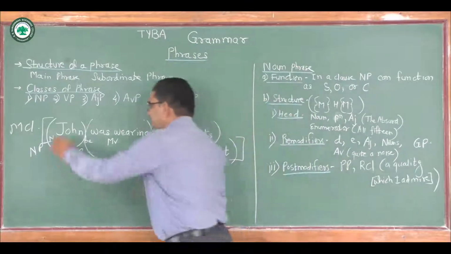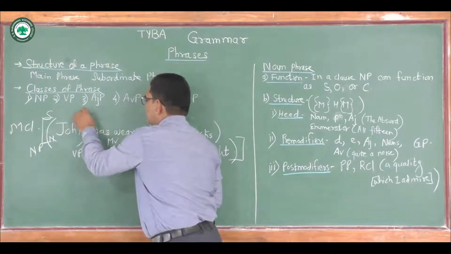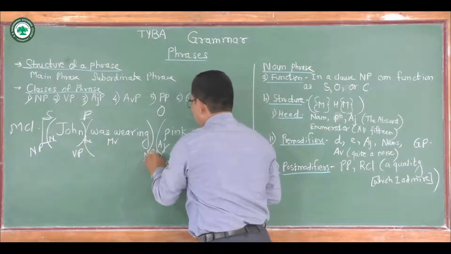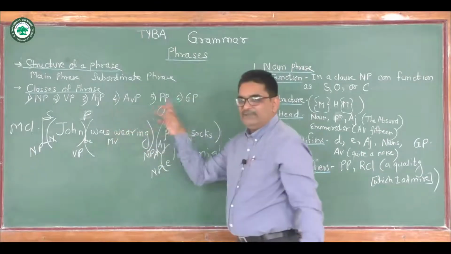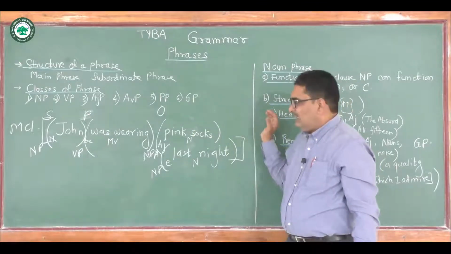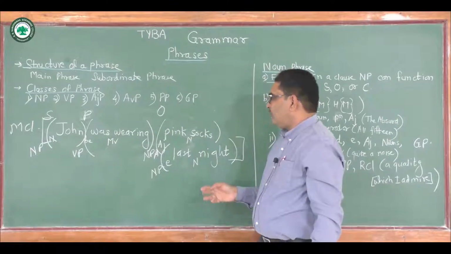So subject, verb, object, adverbial: S.P.O.A. Last night is the adverbial. That is the functional label, the clause label. And internally, we may also ask, what is this?